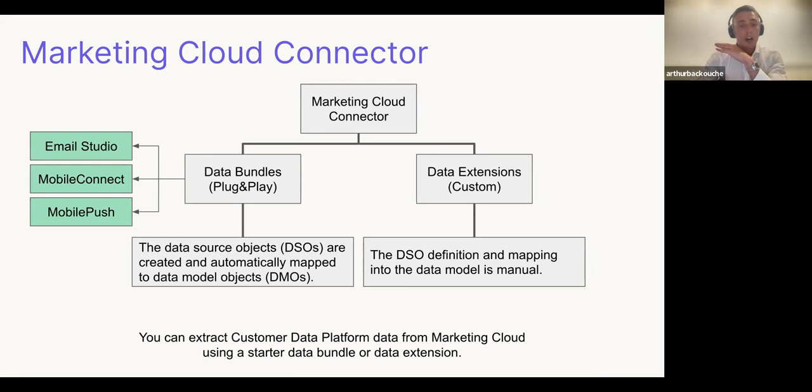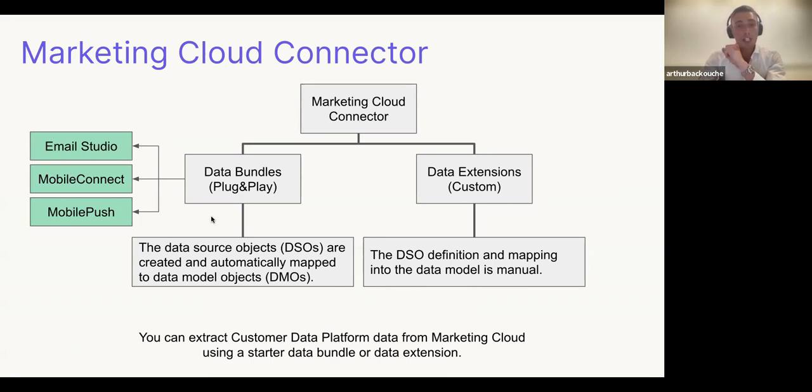So let's say, okay, I want to connect Marketing Cloud to Data Cloud, but I don't want to import all my email communication. I don't want to import everything that is part of Email Studio. I only want to connect a specific piece of data. Then I will be able to select a specific data extension that is within Marketing Cloud. And this is really helpful because instead of trying to import everything, I can focus on the data that really matter to me.